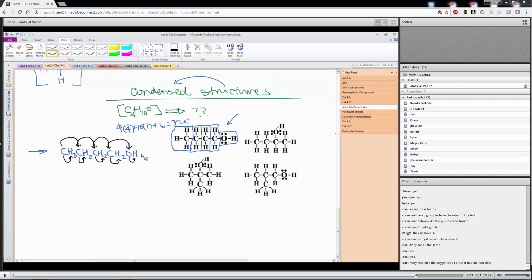Danny, I'm not sure what your question is referring to. Oxygen comes in with 6 just because it was in group 6. So that's how we determine the total number of electrons. Here, the oxygen owns 8, so it's happy.